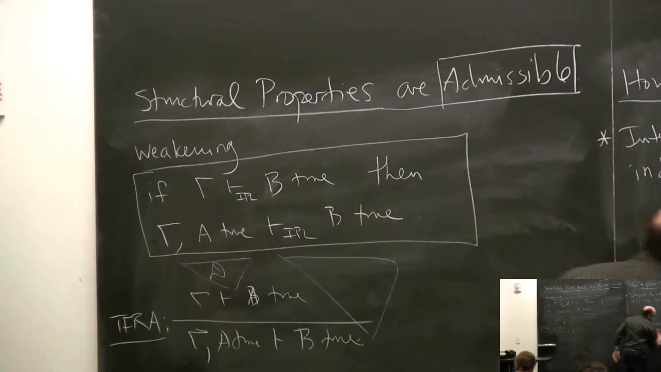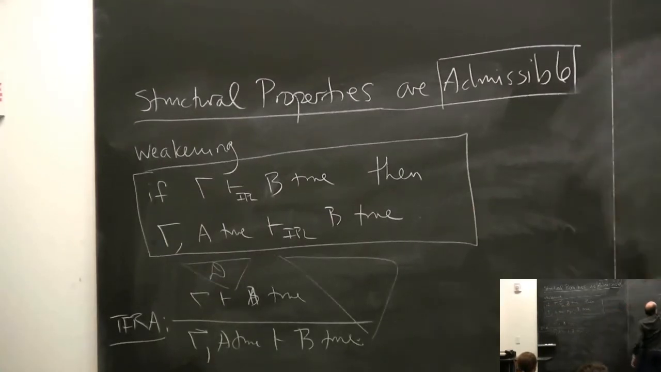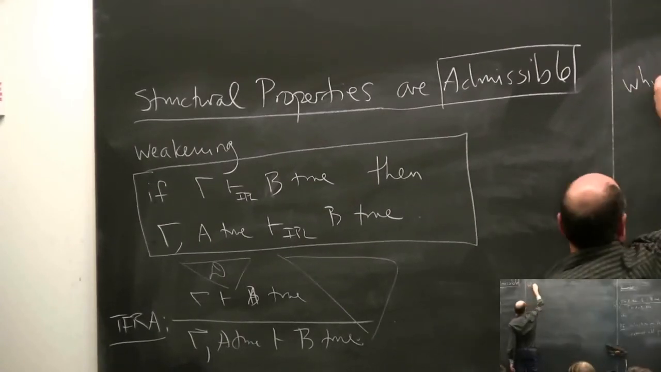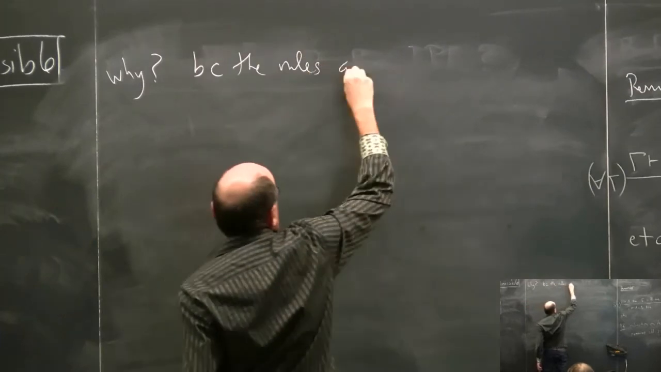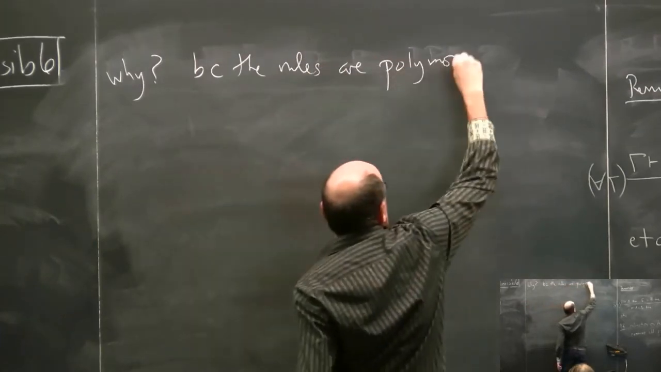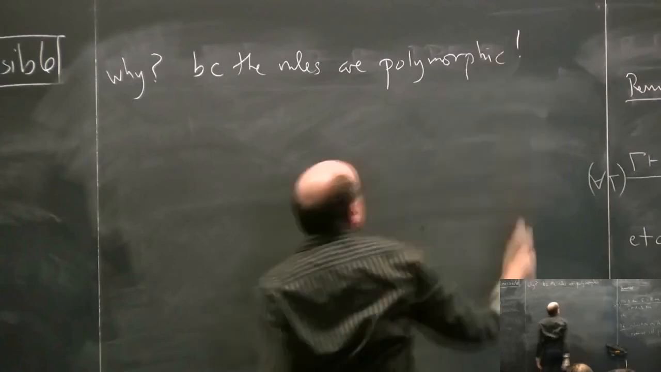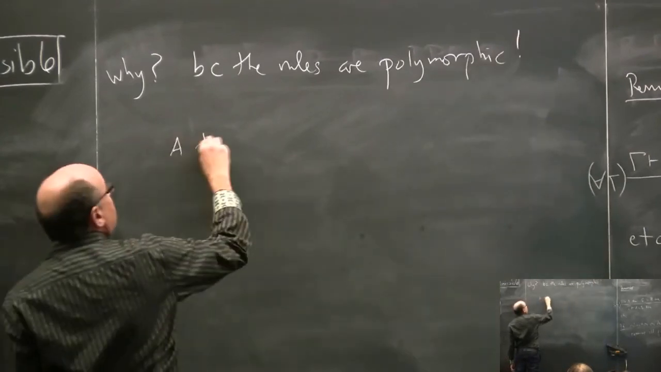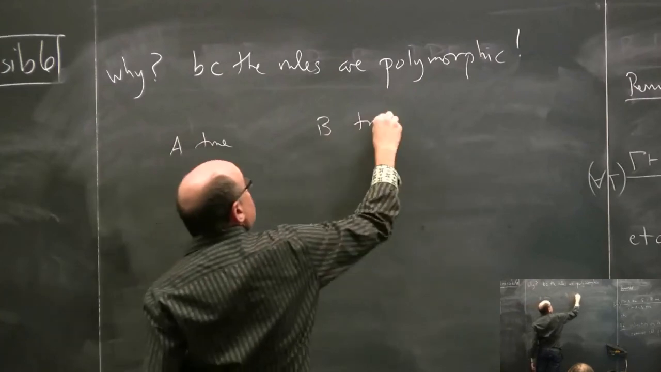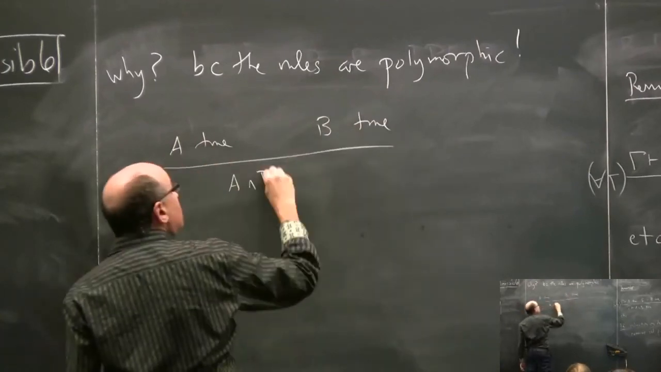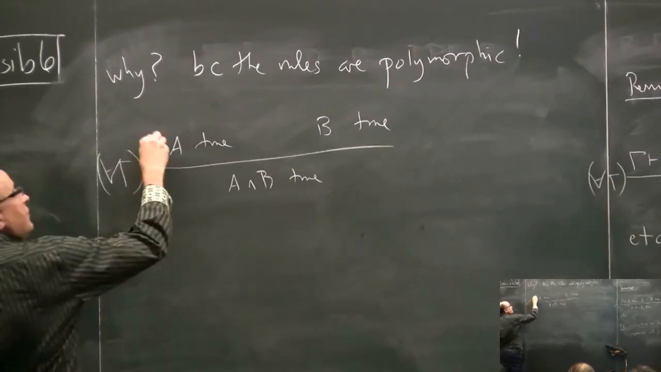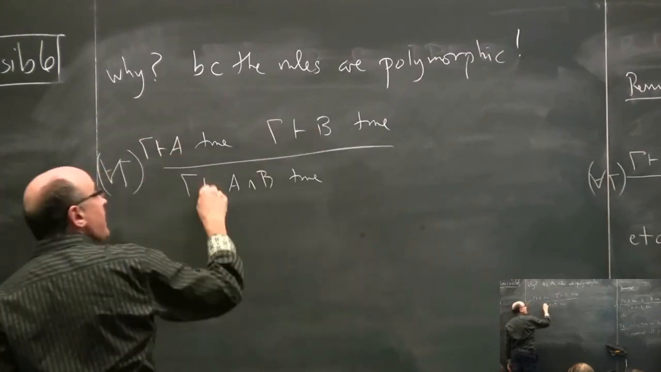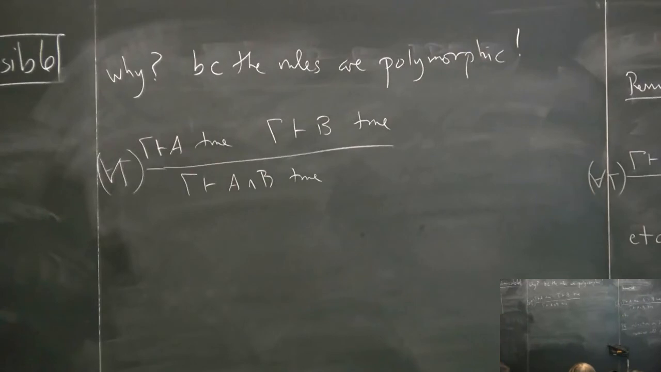So why is weakening admissible, just to develop your intuition? What is the proof of this? Let me write it in a short way: because the rules are polymorphic. Remember, when I had a rule, let's go back, A true, B true, just give me an example, and B true. What that really means is it's polymorphic in gamma. If you have this, you have this, you have that. The rules are polymorphic.